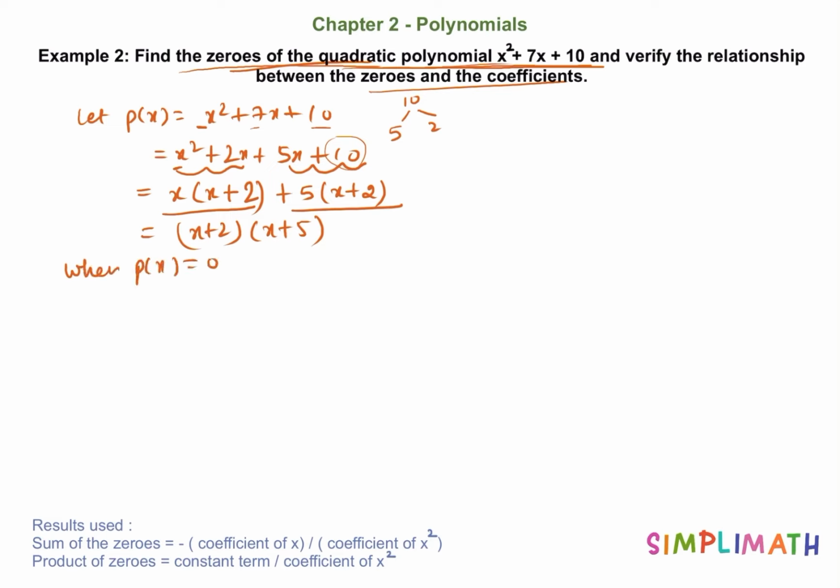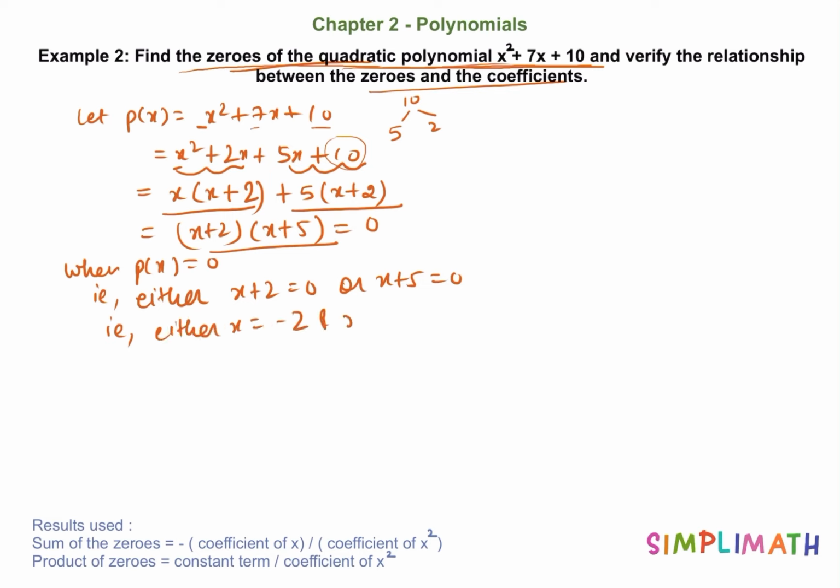So the zero of the quadratic polynomial can be found when p of x equals 0, that is when this value is equal to 0, which is if either x plus 2 is 0 or x plus 5 equals 0, that is either x equals minus 2 or x equals minus 5. So we can say that minus 2 and minus 5 are the zeros of the given polynomial p of x, that is x square plus 7x plus 10.